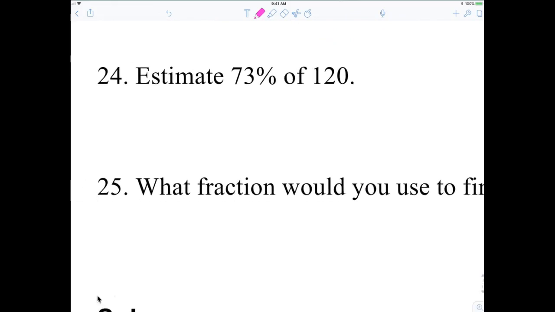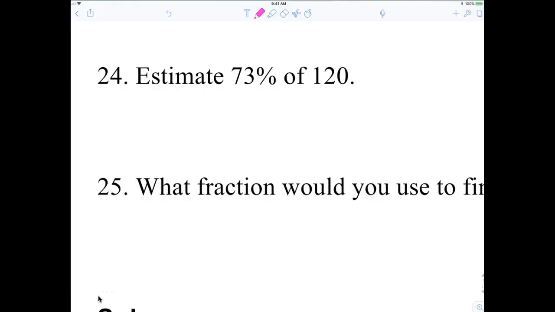So 73% is really close to what percent? 75. Now, 75% also means the same as what fraction? 3/4. So you change that to 3/4 times 120. If you're going to do that in your head, you would say 120 divided by 4, which is? What's 12 divided by 4? 3. So it'd be 30. And then 30 times 3 is? 90. Now again, I'm trying to make sure you understand.